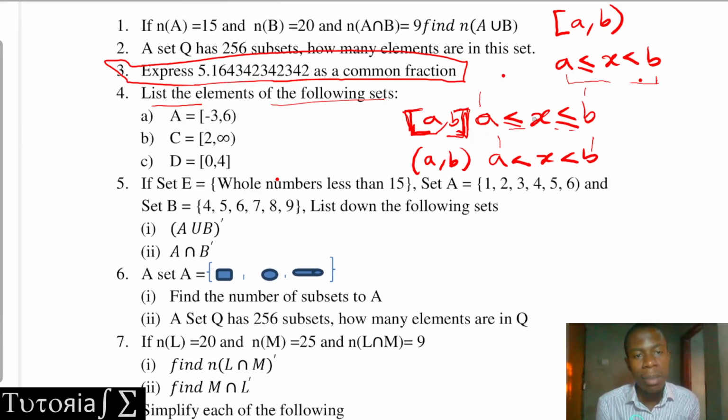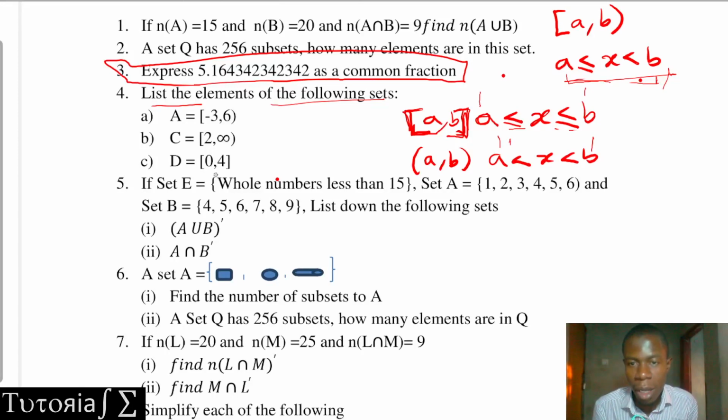X less than or equal to, the equal to means that you're starting from that point. X greater than or equal to A means you're starting from A going up. X less than or equal to B means you are starting from B going down. X less than B means you're starting from B, not including B, going down. X greater than A means you're not including A, going up. So try out these questions and list the elements.